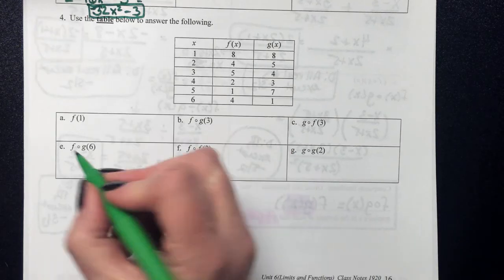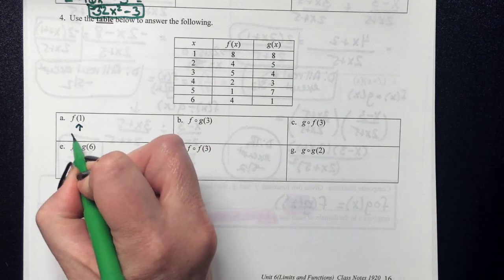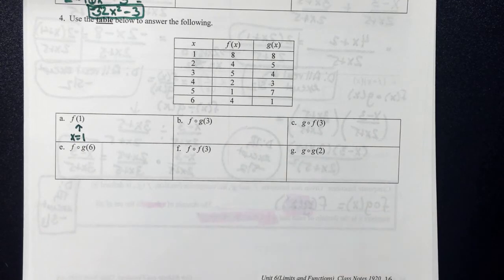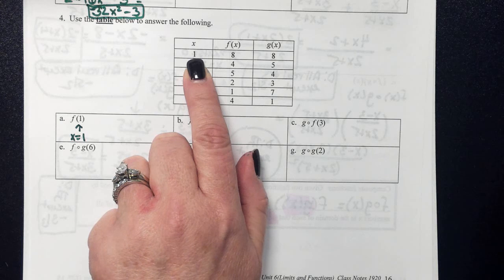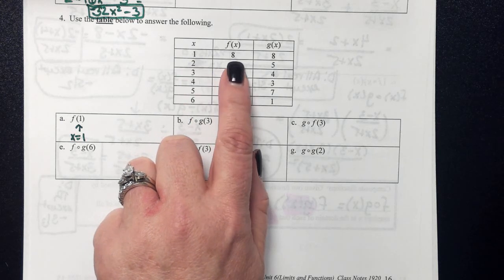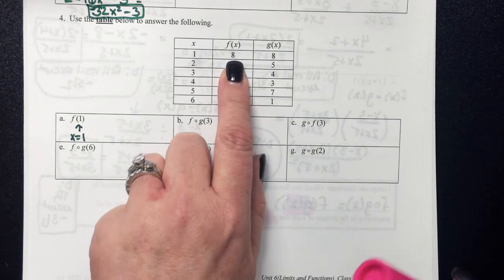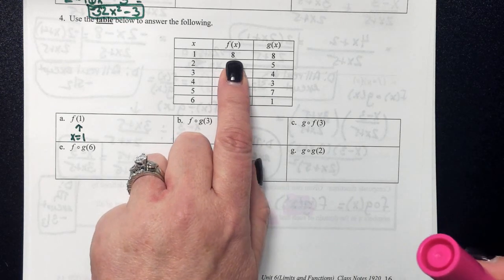So when they want me to find f of 1, remember, 1 is an x value. So on my table, I find where x is equal to 1. So for function f, what is the output going to be? The output for function f when x is 1 is what? 8. So your answer is just 8.